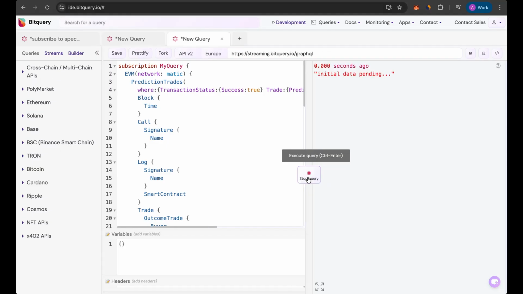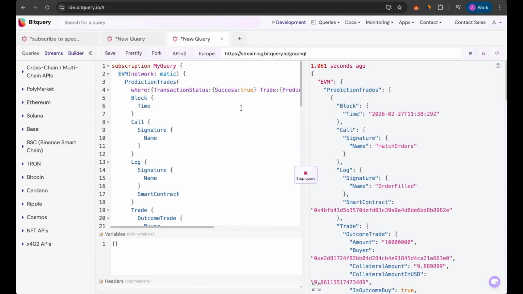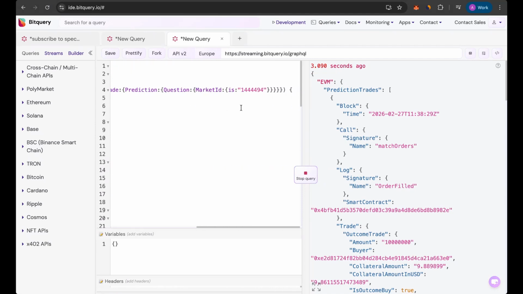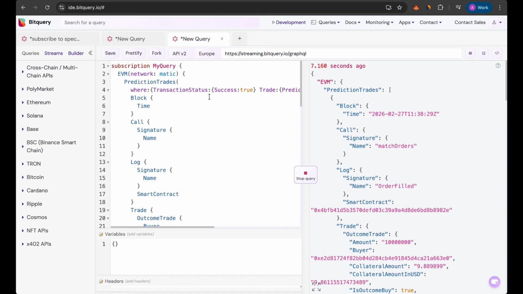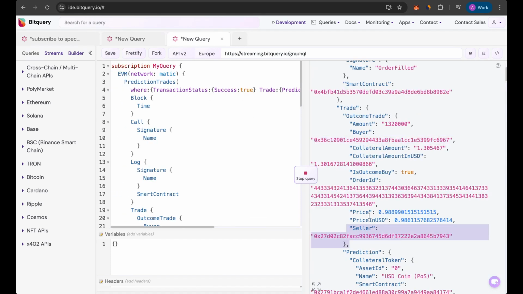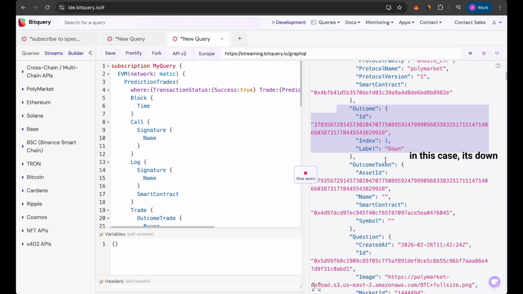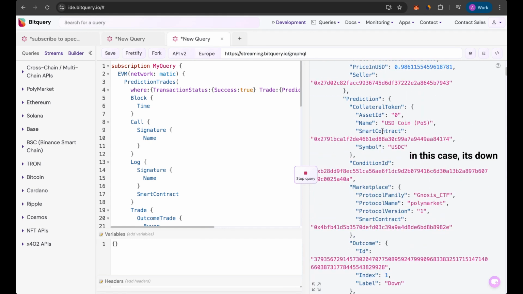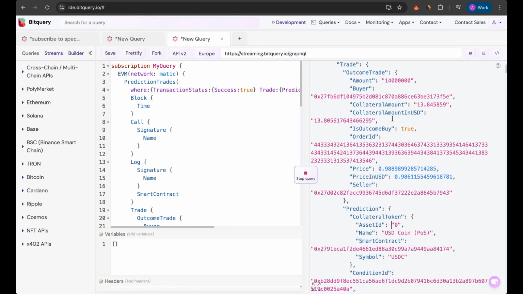First, let's stream trades for one specific market. Filter by market ID to track one prediction market. You get every trade instantly, buyer and seller addresses, trade amounts, which outcome they're trading, yes or no, and the price. The IsOutcomeBuy field tells you if they're buying or selling the outcome.